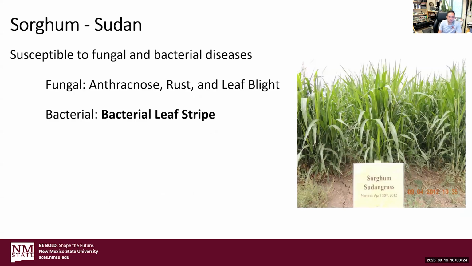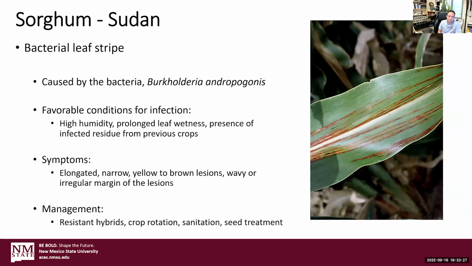For sorghum and Sudangrass, bacterial leaf stripe is a bacterial disease that we want to highlight. It's caused by Burkholderia. High humidity, prolonged leaf wetness, as well as the presence of infected residue from previous crops are those favorable conditions. Symptoms of infection are elongated, narrow, yellow to brown lesions that develop, and you get irregular margins of those lesions developing. There are resistant hybrids, crop rotation, sanitation, as well as seed treatment for this disease.